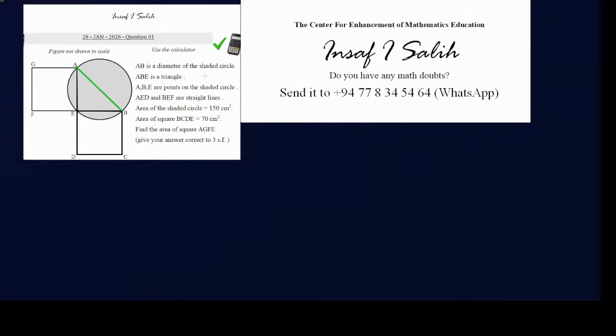And AB is a triangle, and so on. We have been asked to find the area of square AGFE. That is this square which I'm marking with a tick. We're supposed to find the area of this square that has been labeled with a tick. All right, let's see how to do this.